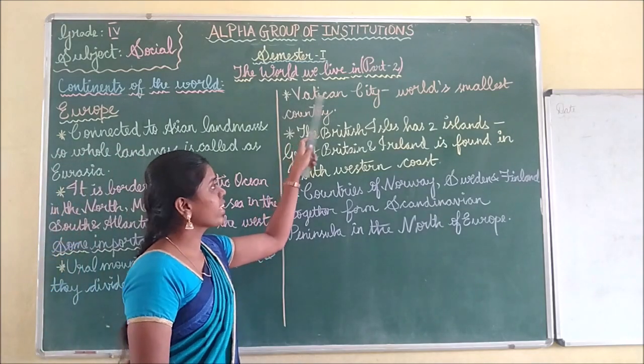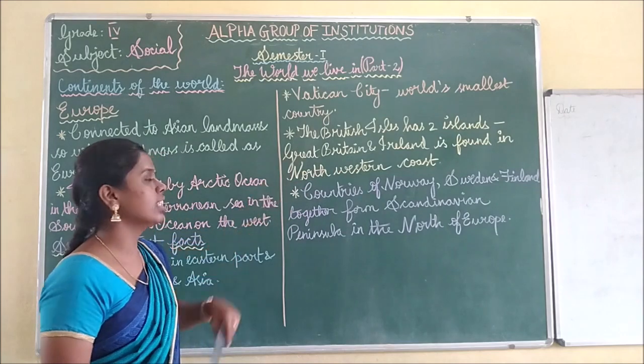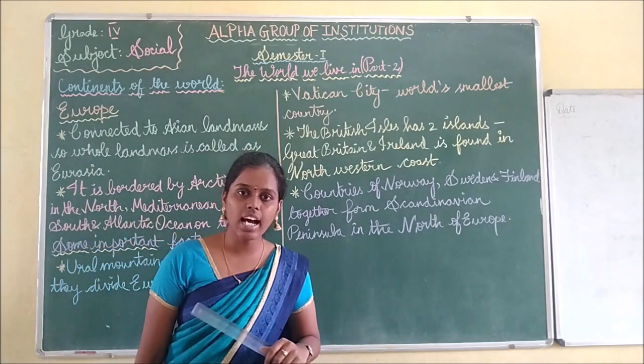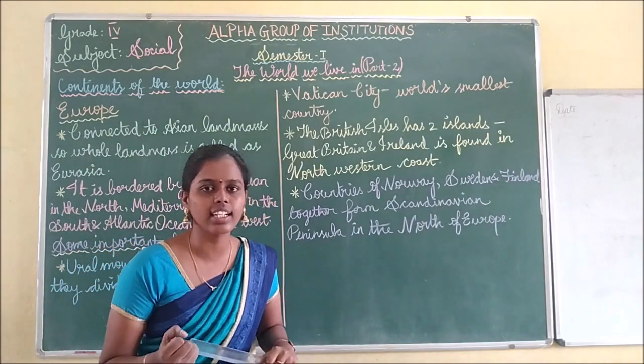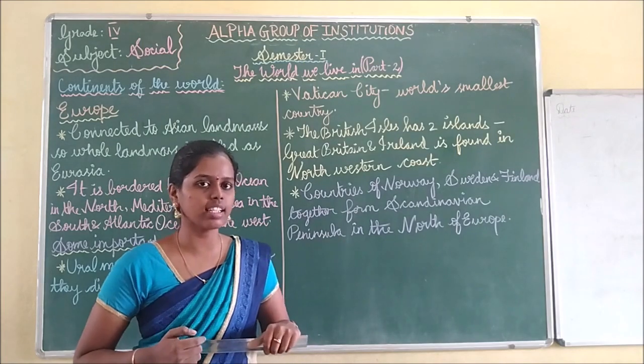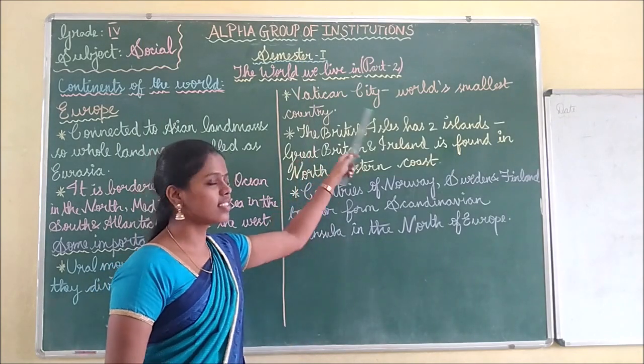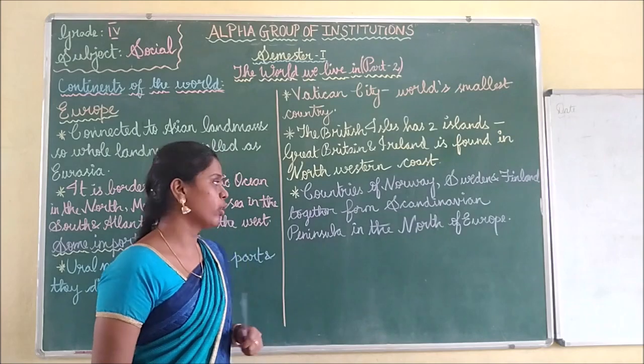Okay. Vatican City is the world's smallest country. So Europe has the world's smallest country. The smallest country in the world is Vatican City. It is located in Europe.